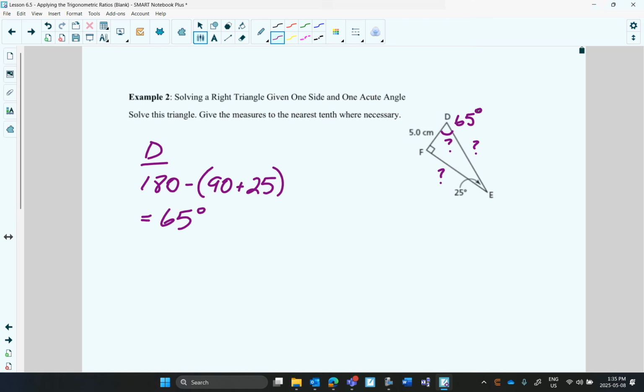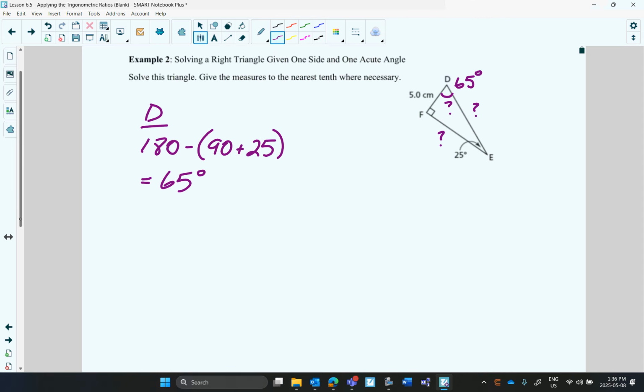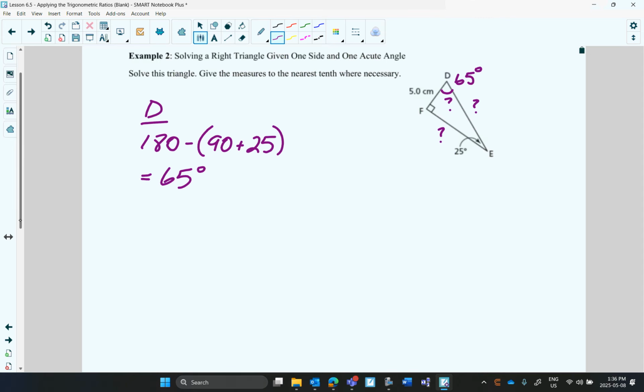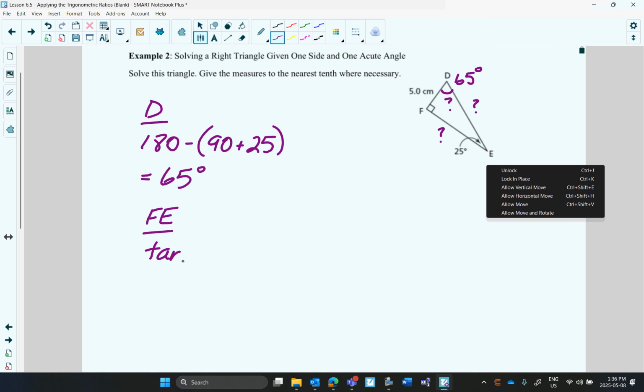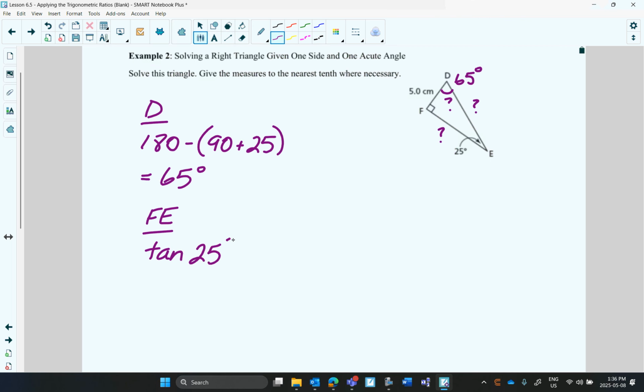Well, we can't use Pythagoras because we don't know two sides, so I guess we're going to have to use trig. What side would you like to go after? FE, sure. And how would you do it? Use tan. And so what's the equation going to look like? Tan of 25 degrees equals 5 over FE, yes.